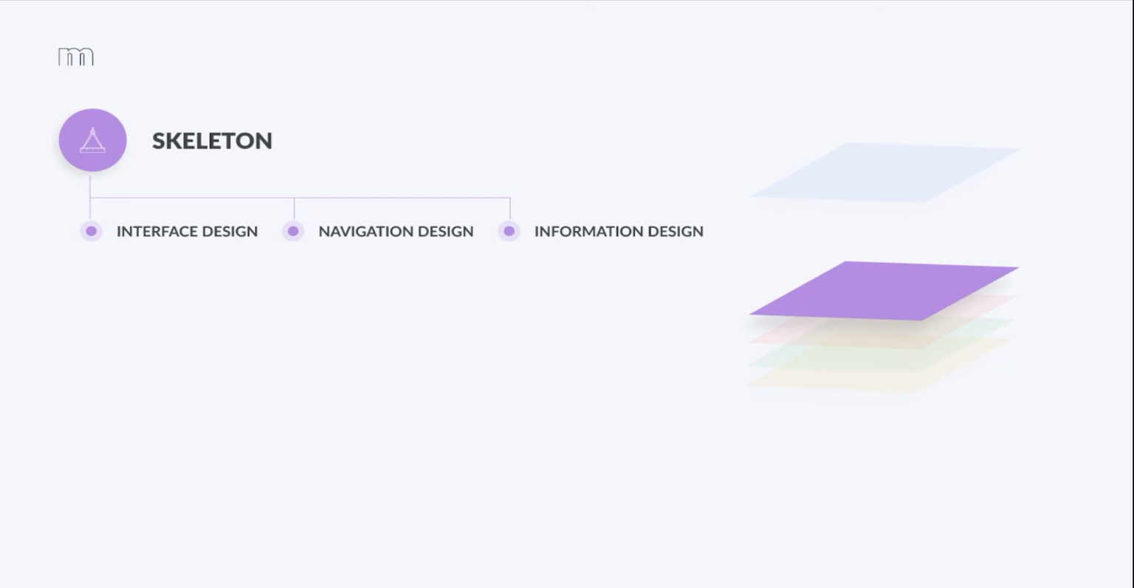The skeleton consists of interface, navigation, and information design. Interface design represents and arranges elements to enable users to interact with the system. Navigation design focuses on how to navigate through the information using the interface. And information design defines the presentation of information in a clear way that makes it easy to understand.